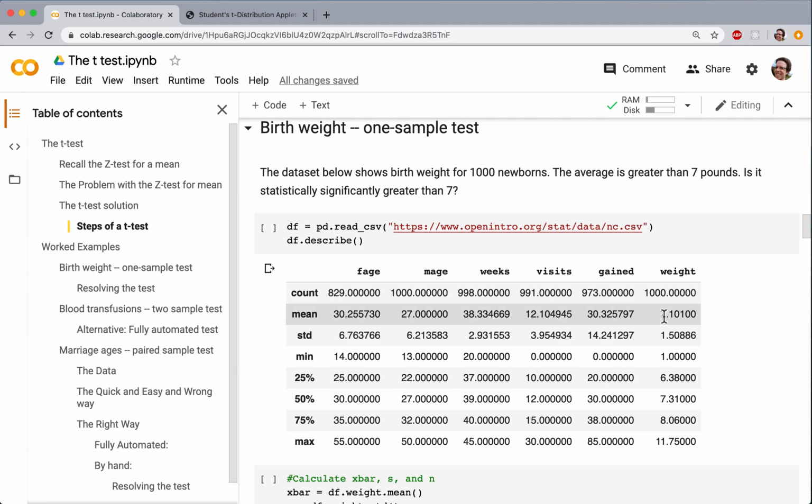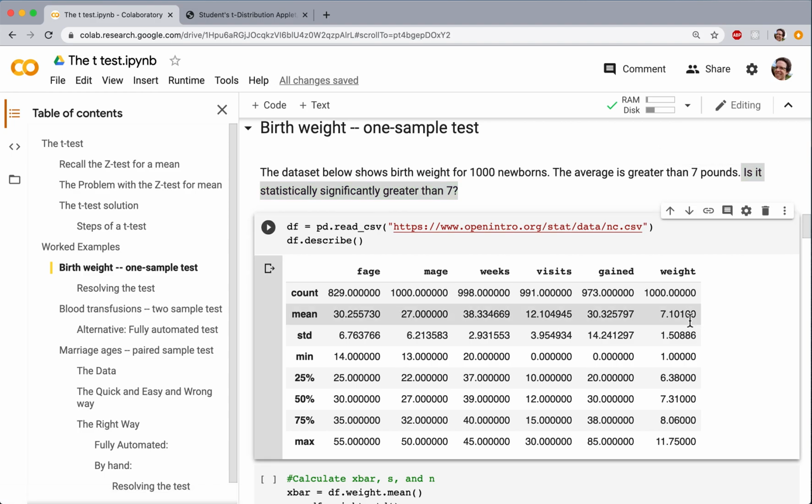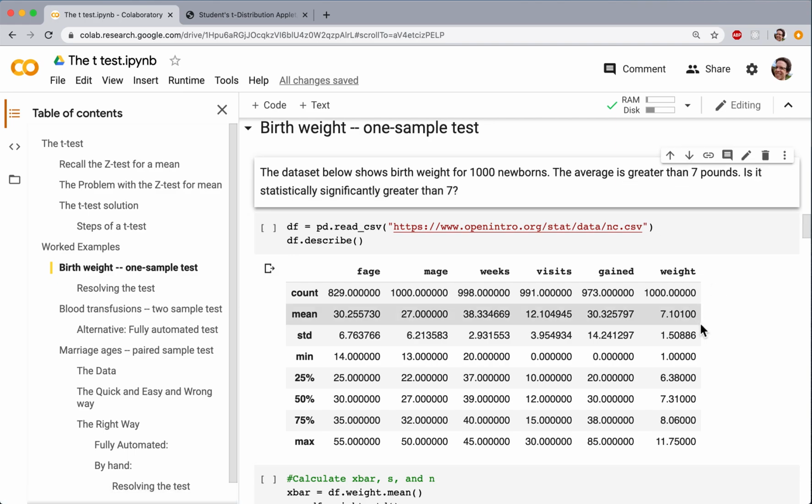So that's slightly heavier than 7 pounds. We're just going to use this data set and run a simple hypothesis test. Our hypothesis is going to be, is the average birth weight statistically significantly greater than 7? So we can see here clearly that the average birth weight within this sample is 7.1. But is there a statistically significant difference between this measurement and 7 itself? So that's the test that we're going to run.